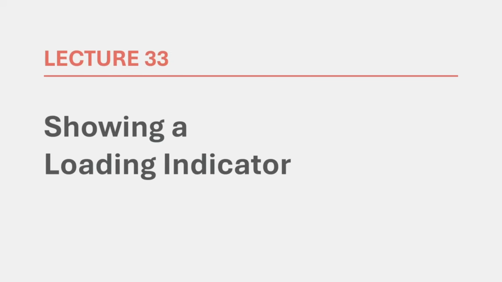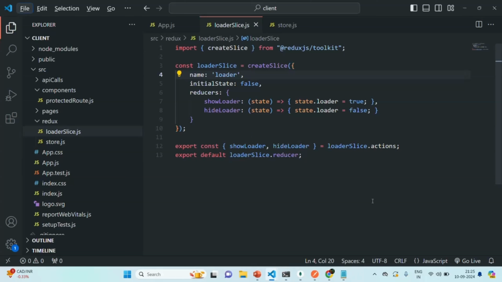In this lecture, we are going to implement a logic for showing a loading indicator in our chat application whenever an HTTP request is made to the server and the response is received. Let's see how we can do that. So in the last lecture, we created this state called loader. Using this loader, we are going to show or hide a loading indicator using this show loader action or this hide loader action. And we're going to use it in a bit.